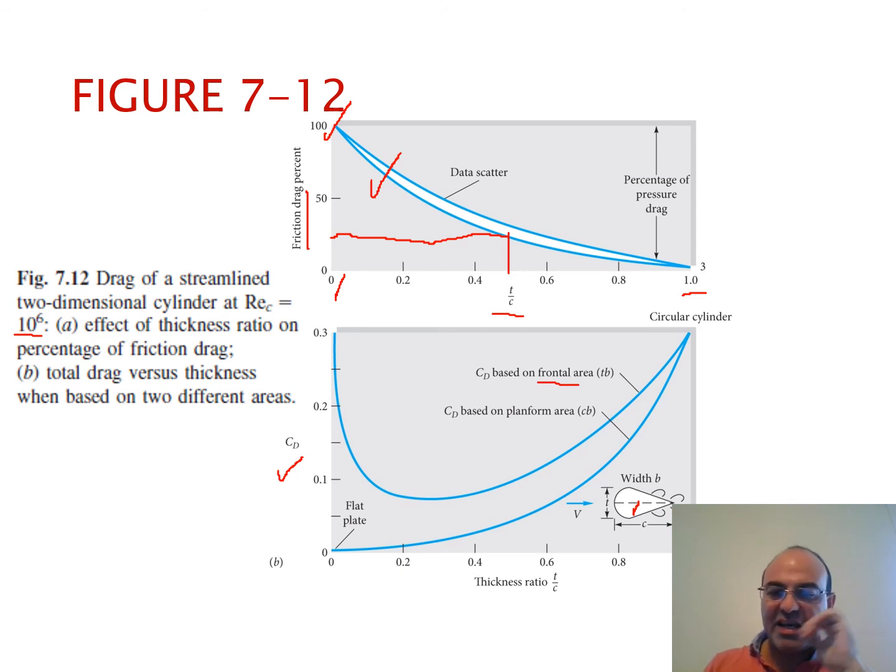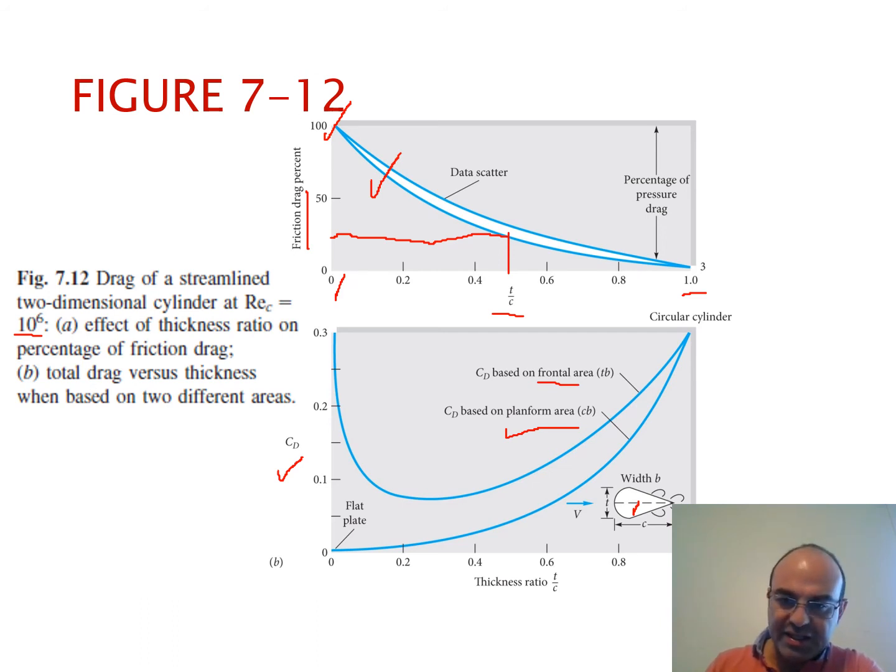And if the drag force is to be calculated based on planform area, the planform area would be the area as seen from the top. So it would be B multiplied by C, if you look from the top. C times B would be the area.